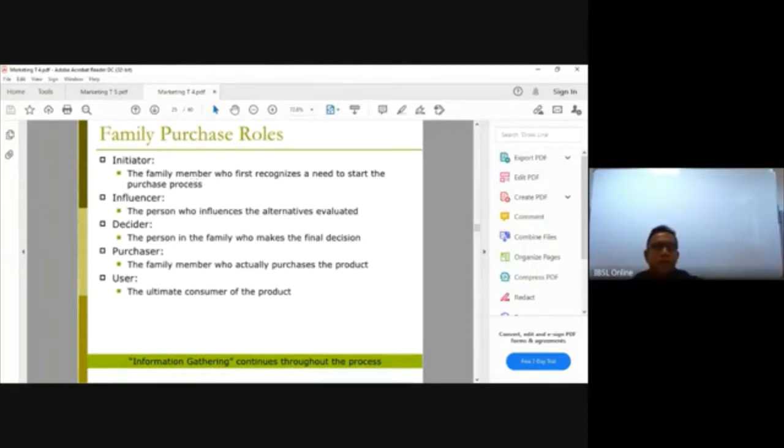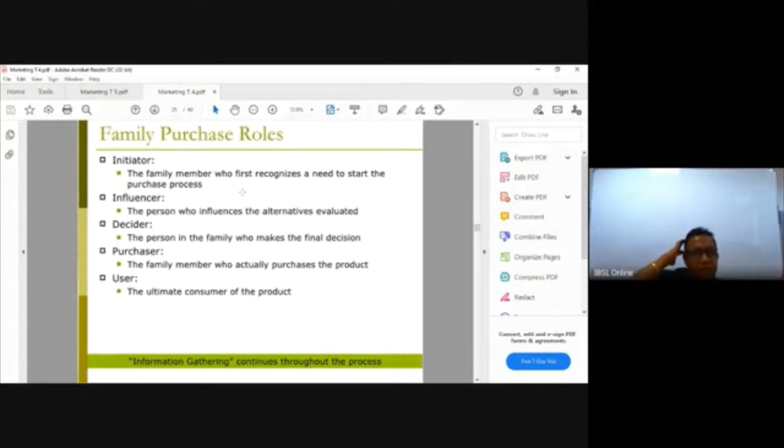Then the person who influences the alternative evaluation. At the same time, when one child is initiating, another child or even the mother of the family might influence it. Yes, we have to go for a car. We can't be all the time going in buses, and it's very troublesome. The three-wheeler man doesn't come on time, and we are sometimes late to work or late to school. There can be various influences coming from the family members about the purchase initiation.